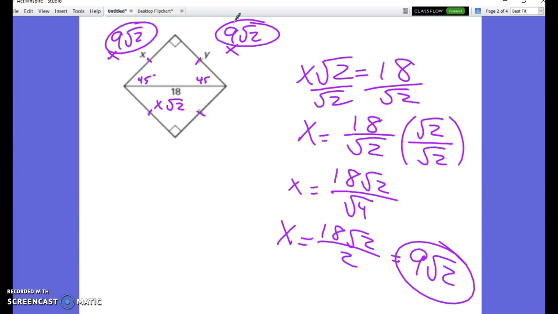Here's the tough one, right? What if I said to you, what if this was 11? Then it's 5 point something. 5.5. 5.5 root 2. 5.5 root 2. I want you guys to do the shortcut.